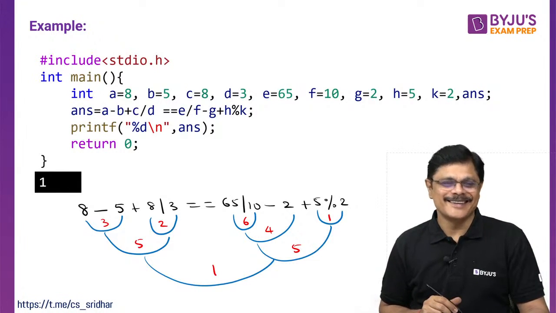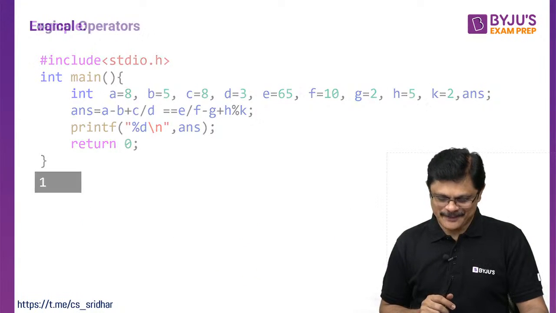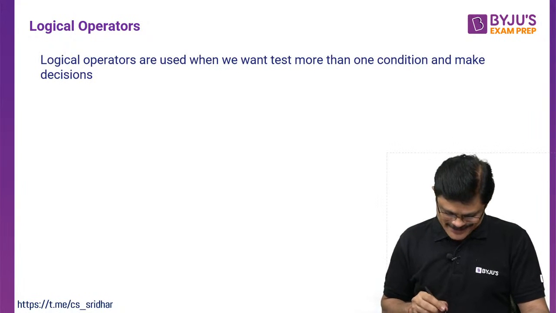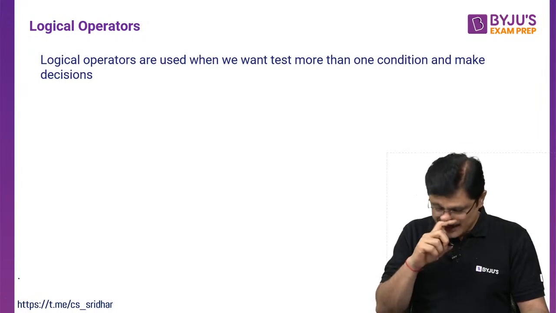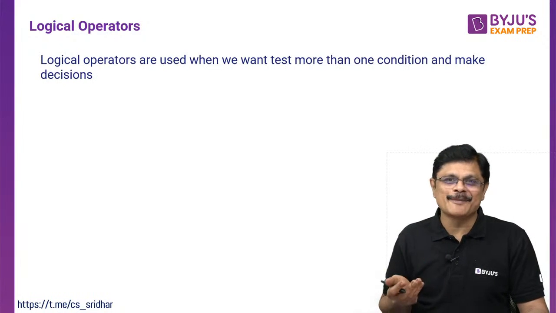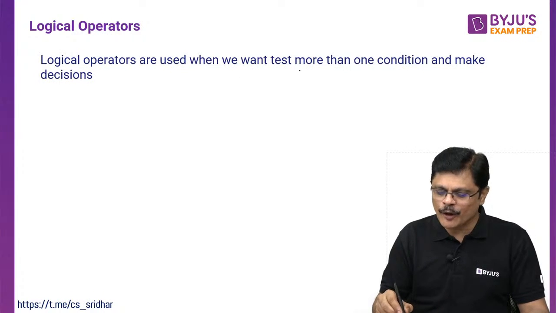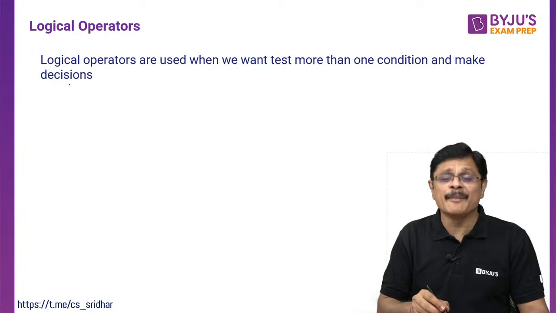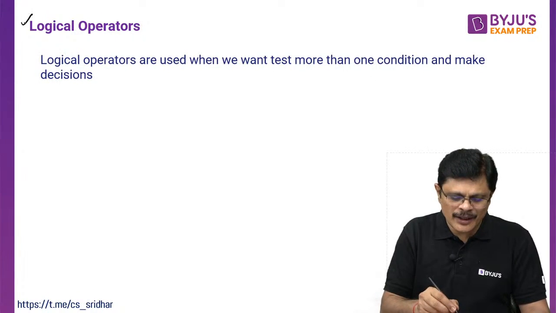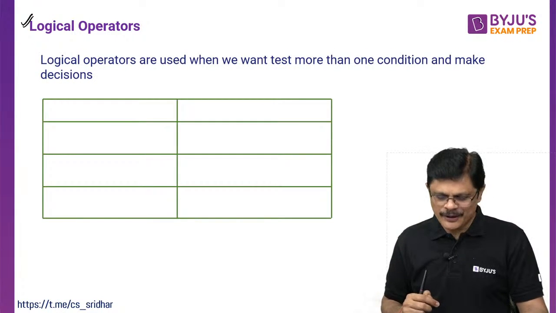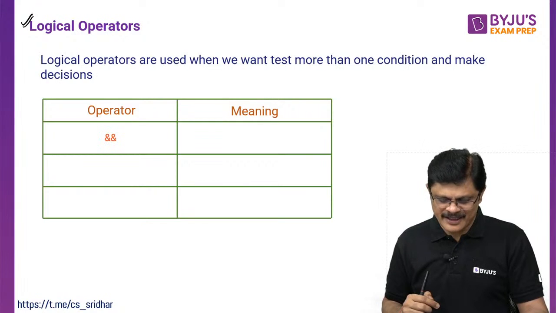So the output is also 1. Great going. Now the next one, the most dangerous one, is logical operators. And of course, we discuss logical operators in more detail in your discrete mathematics as well as digital logic, my dear friends. Logical operators are used when we want to test more than one condition and make decisions. They are generally useful in making decisions, my dear friends. So the following are the logical operators.